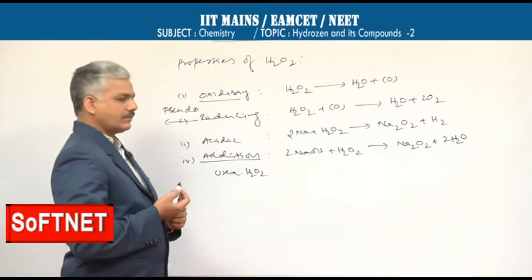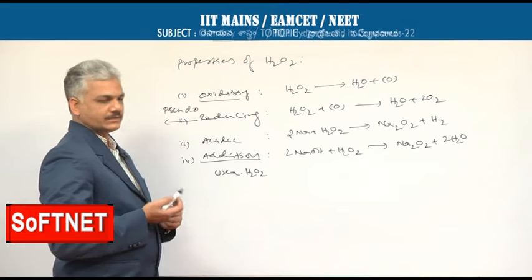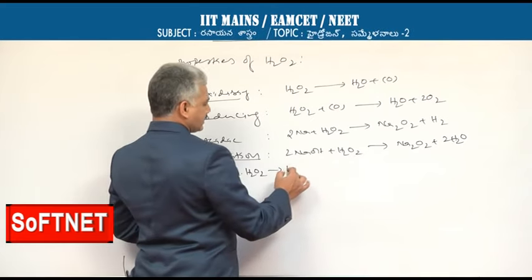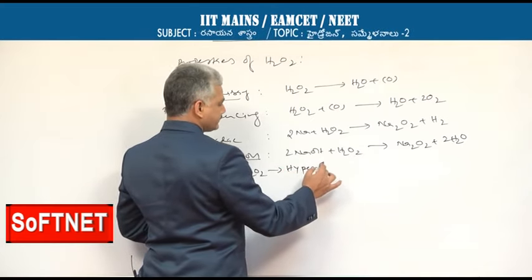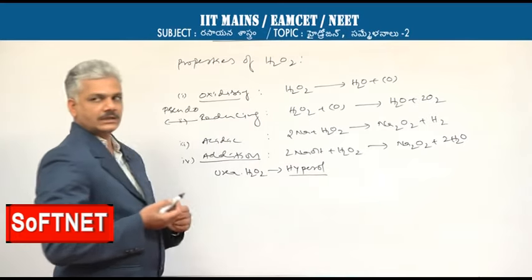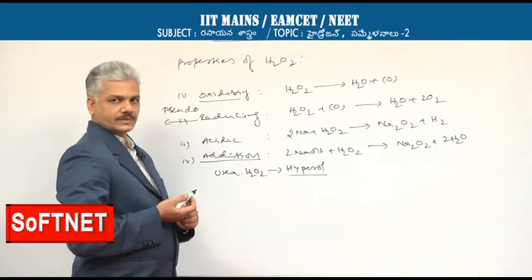An equimolar mixture of urea and hydrogen peroxide is known as hyperol. This hyperol is used as an explosive.